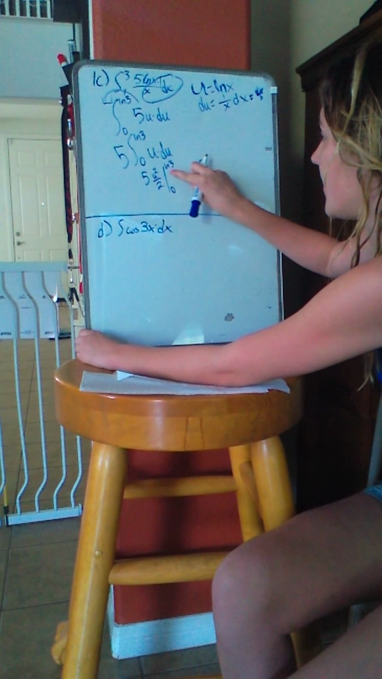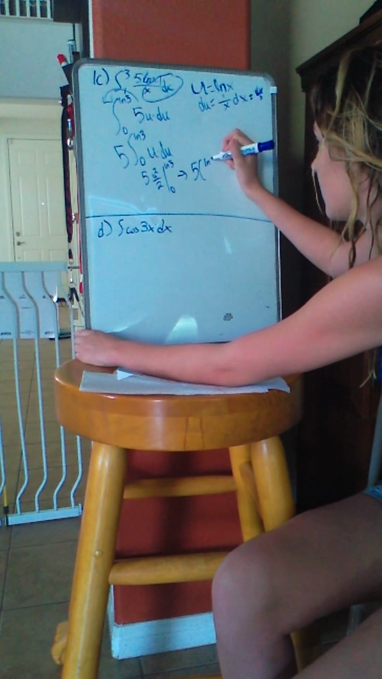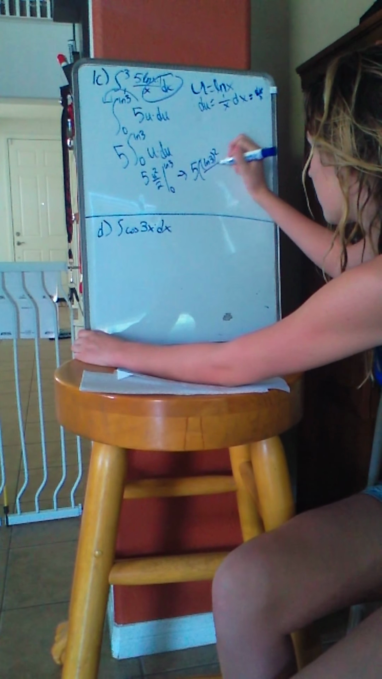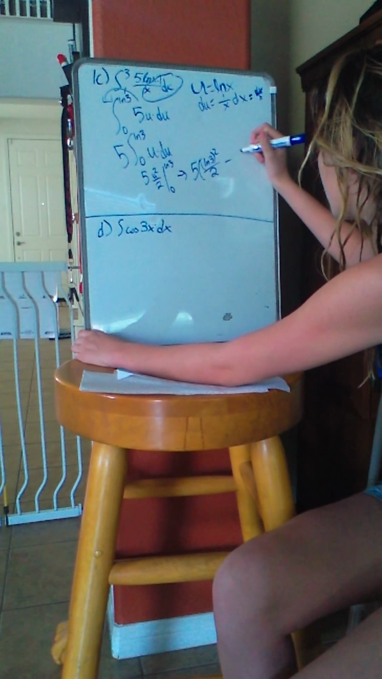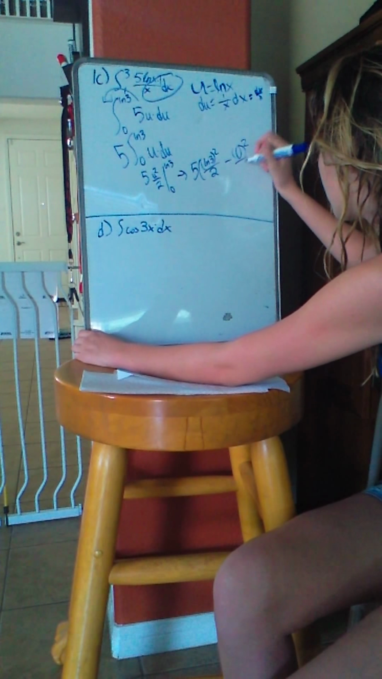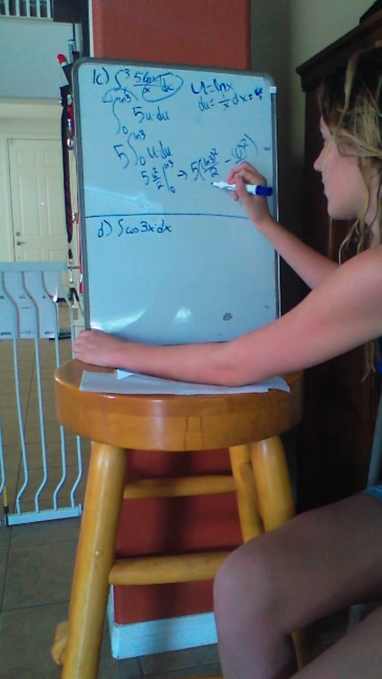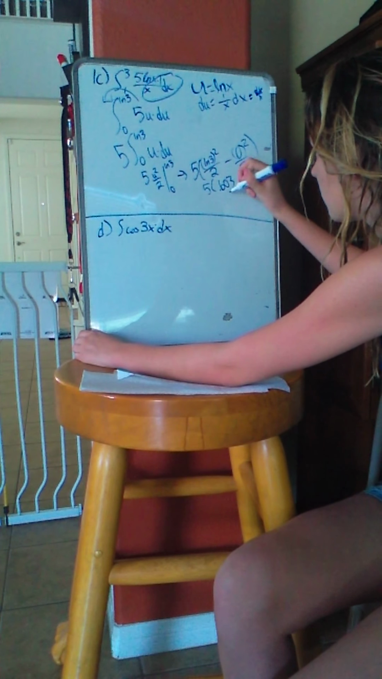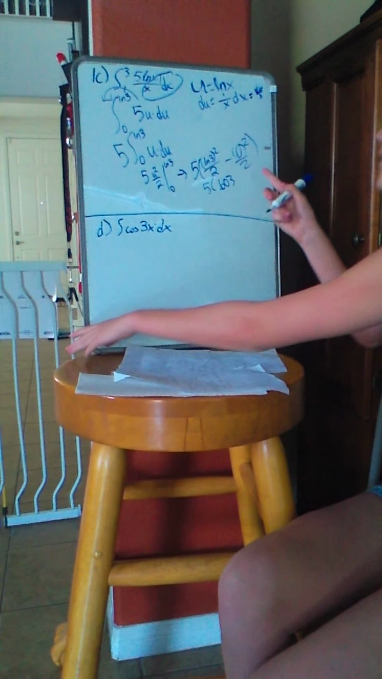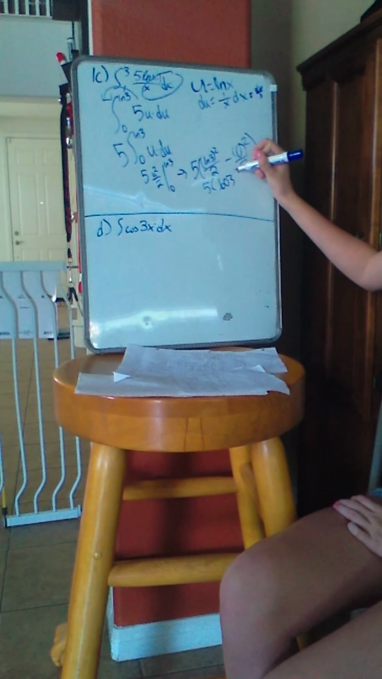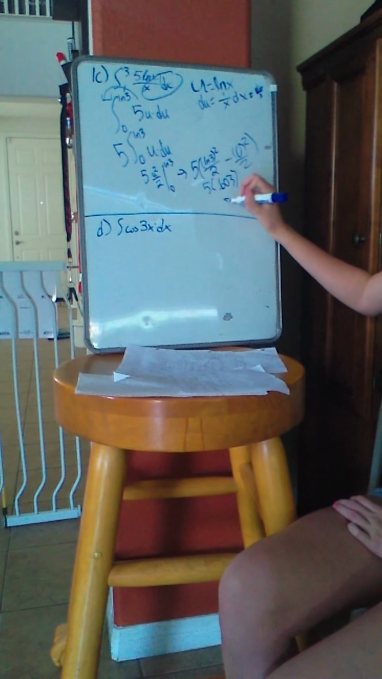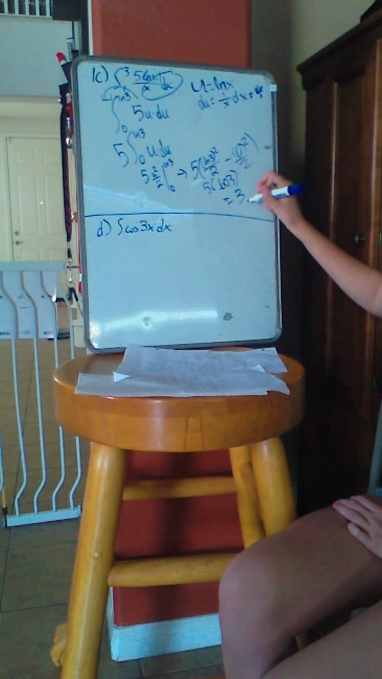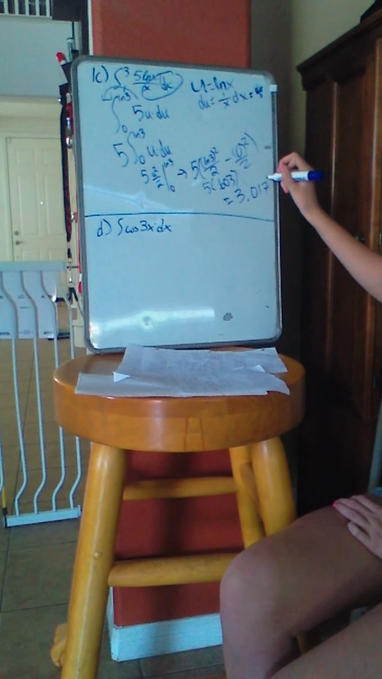And then plug ln of 3 into u. So ln 3 squared over 2 minus 0 squared over 2. That just leaves you with 5 times 0.603 if you plug it into your calculator. And then that's a 0, so don't worry about that anymore. And the final answer for this will be 3.017.